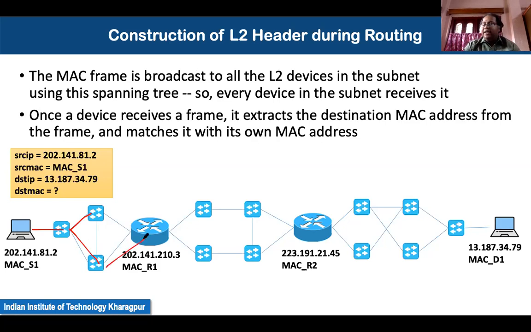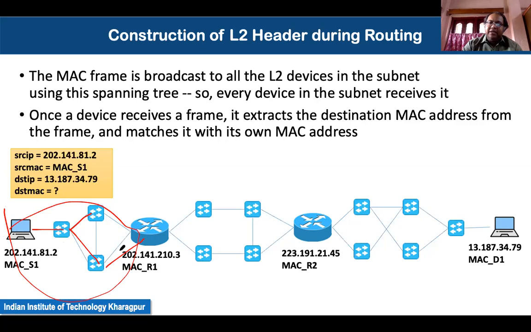With this spanning tree, the MAC frame is broadcast to all the L2 devices in the subnet. So every device in the subnet receives it. The frame that is constructed from this machine will be broadcast to this entire subnet, and that broadcast is through this spanning tree. Now you can understand why I need a spanning tree: to avoid the broadcast loop. Otherwise, whenever you are doing the broadcast, you will get back the same frame again and again. To avoid that, we use this spanning tree.